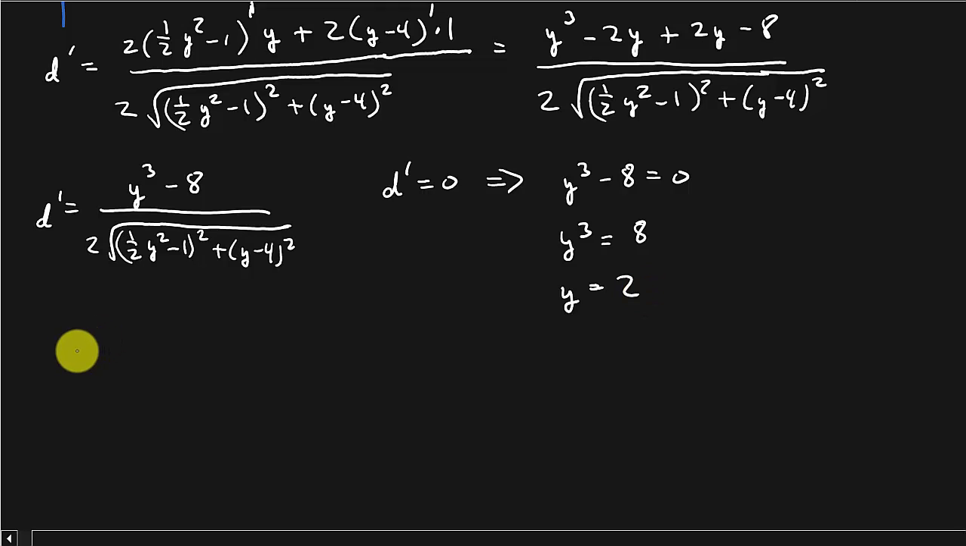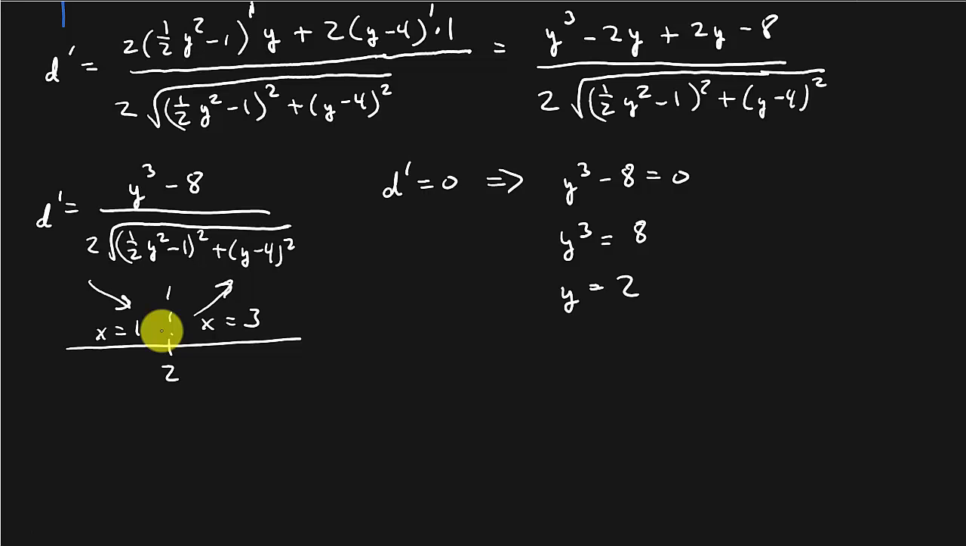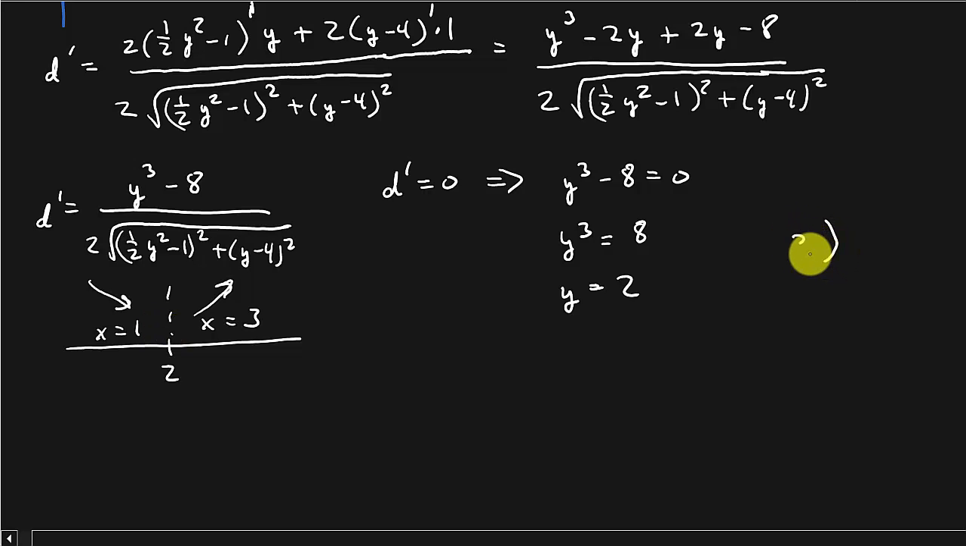All right. So look, you can test this. You can put the 2. We can do x equal 1. We can do x equal 3. And just keep in mind the denominator is going to always be positive. So if we plug the 1 in, that's going to give us a negative. We plug the 3 in, that's going to give us a positive. And you can see y equals 2 is a minimum. Okay. And so this is the y coordinate of the point we're looking for.